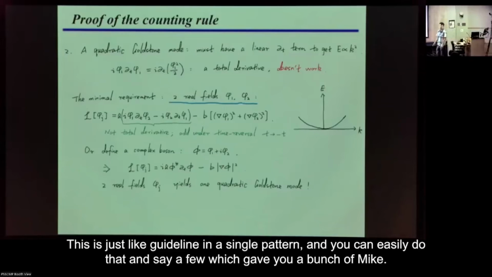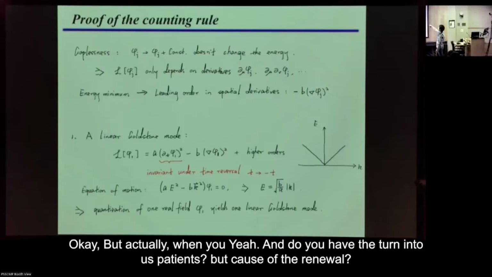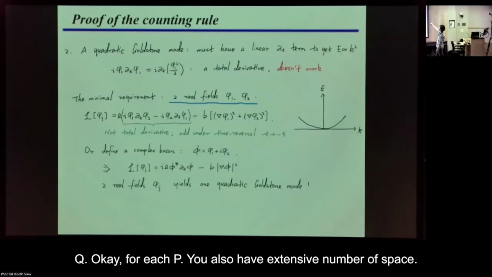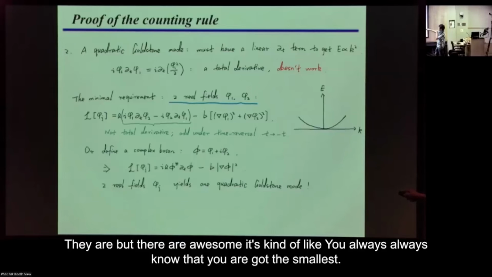But for quadratic dispersion, the leading term in k is k squared. In order to get a quadratic dispersion proportional to k squared, you have to have a linear partial t term in your Lagrangian. But this would not work if you just have one boson field, because it is just a total derivative, which doesn't give you anything. So in order to get a meaningful linear partial t term, you have to have at least two boson fields. This is the simplest way to write down such a linear term, and of course this gives you a quadratic dispersion.